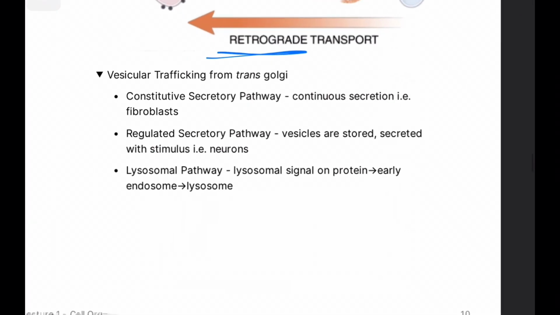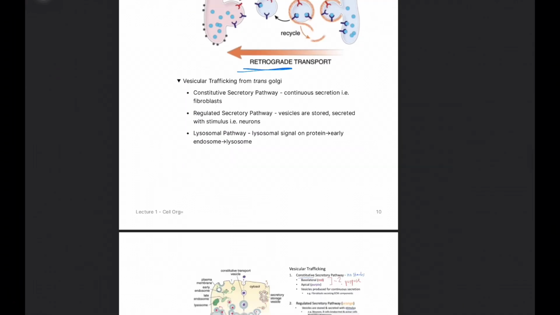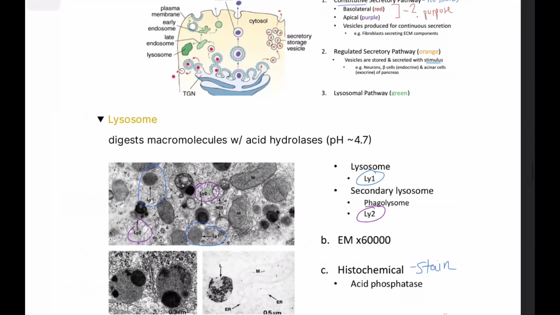So that's very important. And then you have your constitutive, regulatory, lysosomal. Is that important? Yeah. Just know that constitutive is always active. You don't have to write it down unless you didn't know what constitutive meant. So just understand how to use your time the most effective way, right?